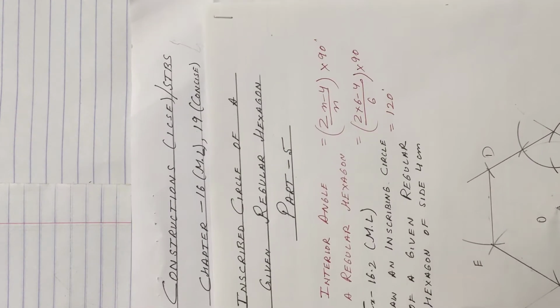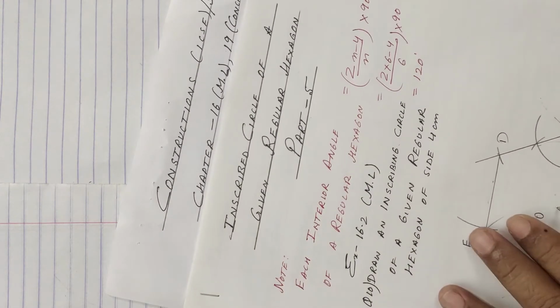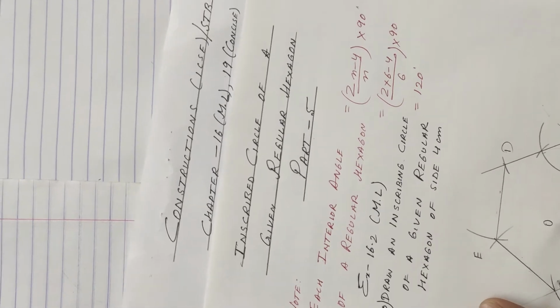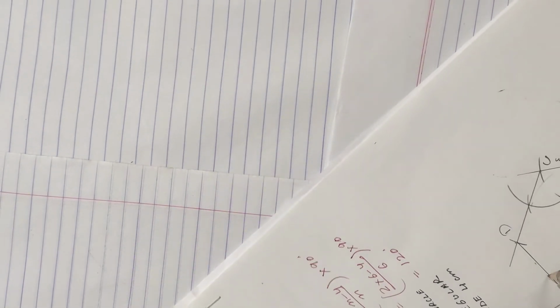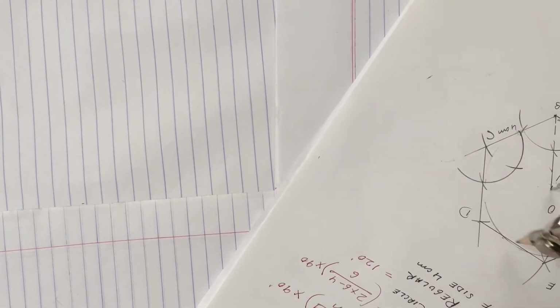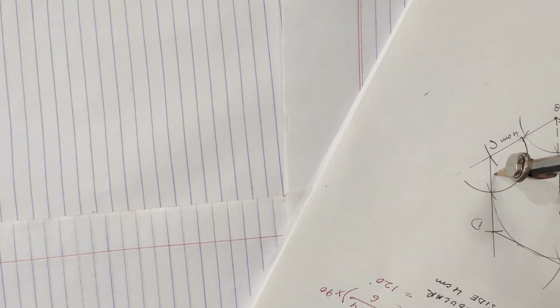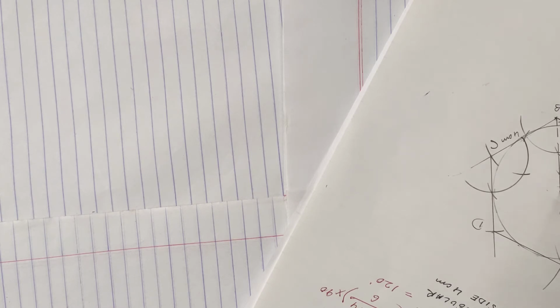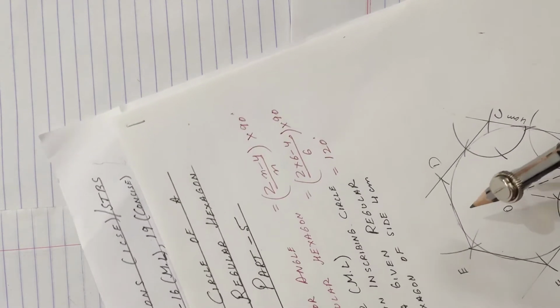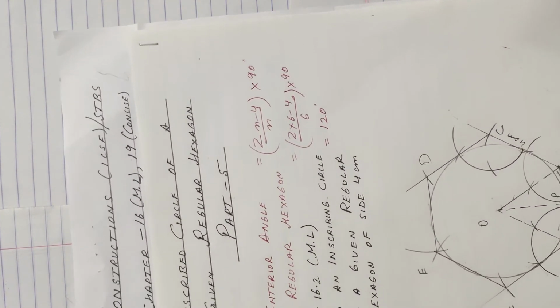So with OP as radius, we draw a circle touching all the sides of the hexagon. Okay, so this is how we do.